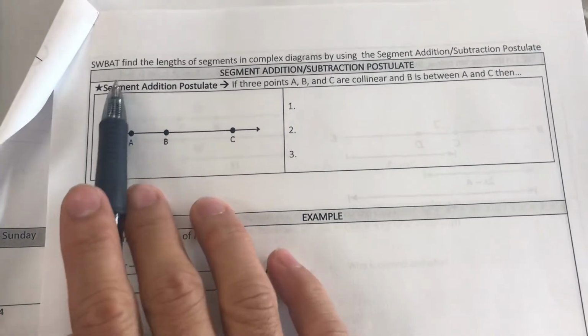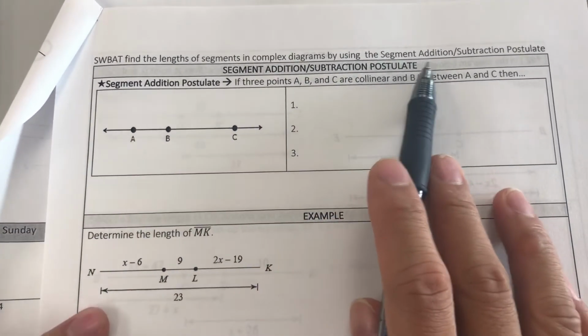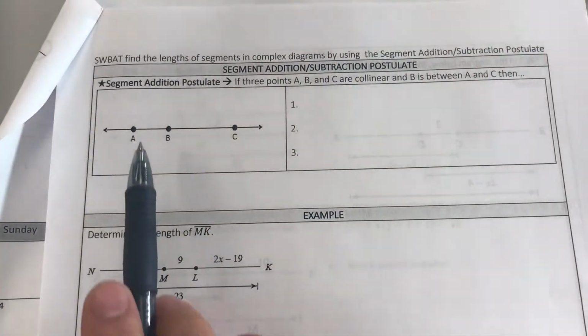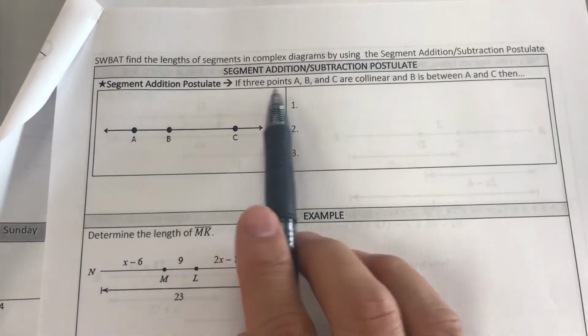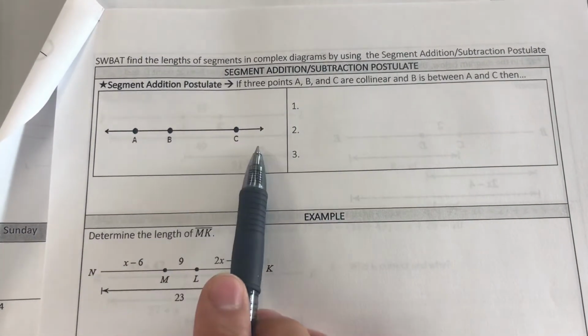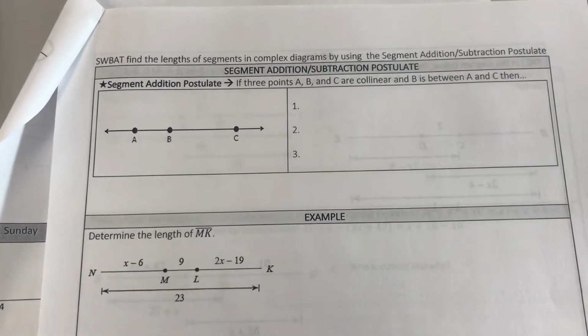Okay, so the objective is to find the length of segments in complex diagrams by using the segment addition or subtraction postulate. So what does that mean? Well, here it is, you have a segment, right? If three points A, B, and C are collinear, as in they occupy the same line, and B is between A and C, then you have certain postulates, okay?